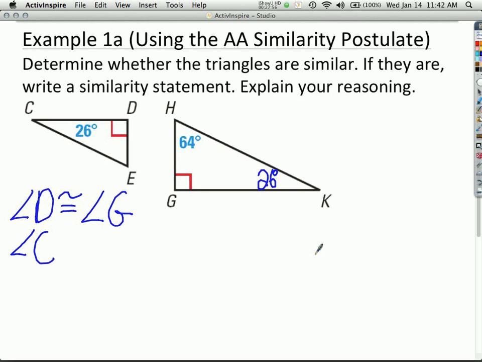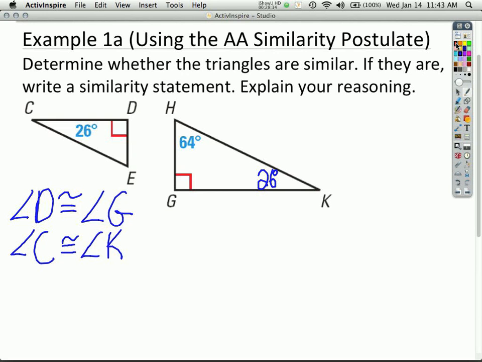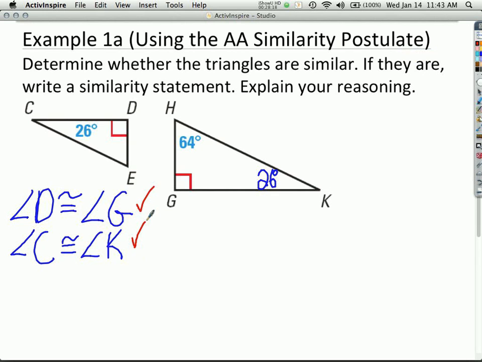And how did you do that? What was it called? Triangle sum theorem. Oh, the triangle sum theorem, right. So you can find the third angle by using the triangle sum theorem. Oh, okay, that makes perfect sense. And so now we can say that angle C is congruent to angle K, and now we've got the two pieces of evidence that we needed. AA similarity only requires two pieces.